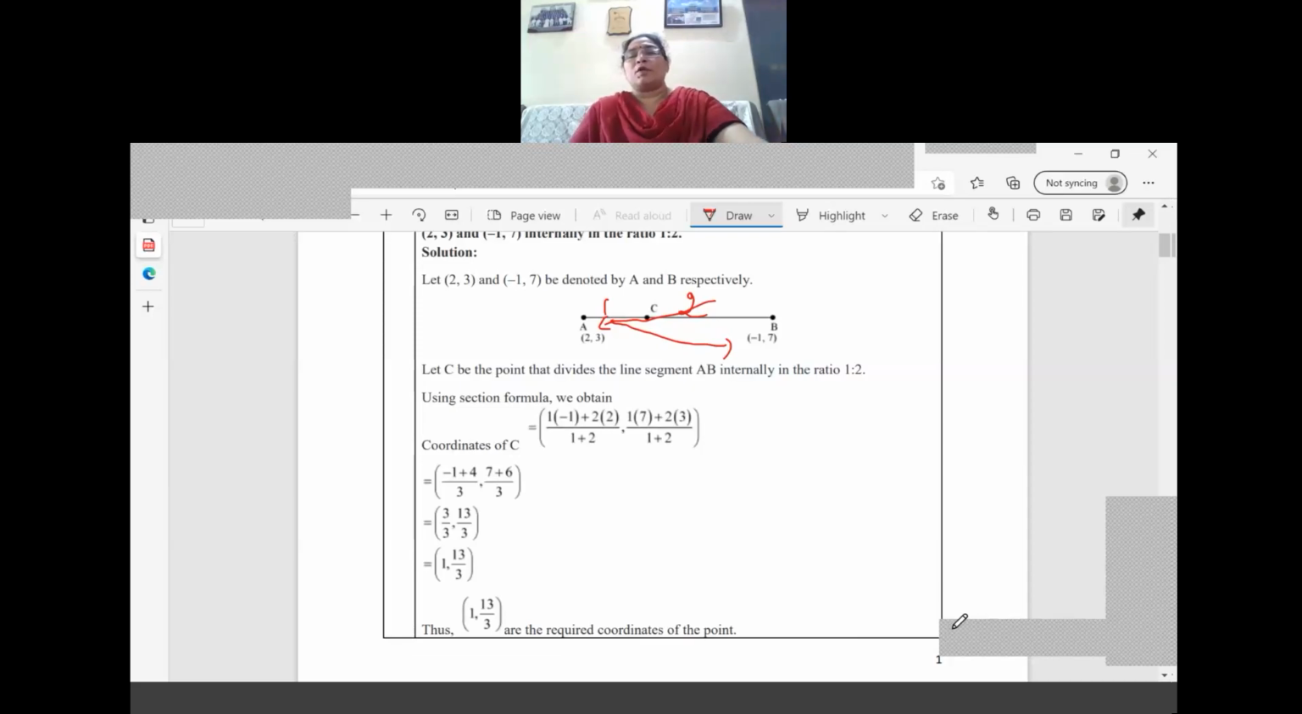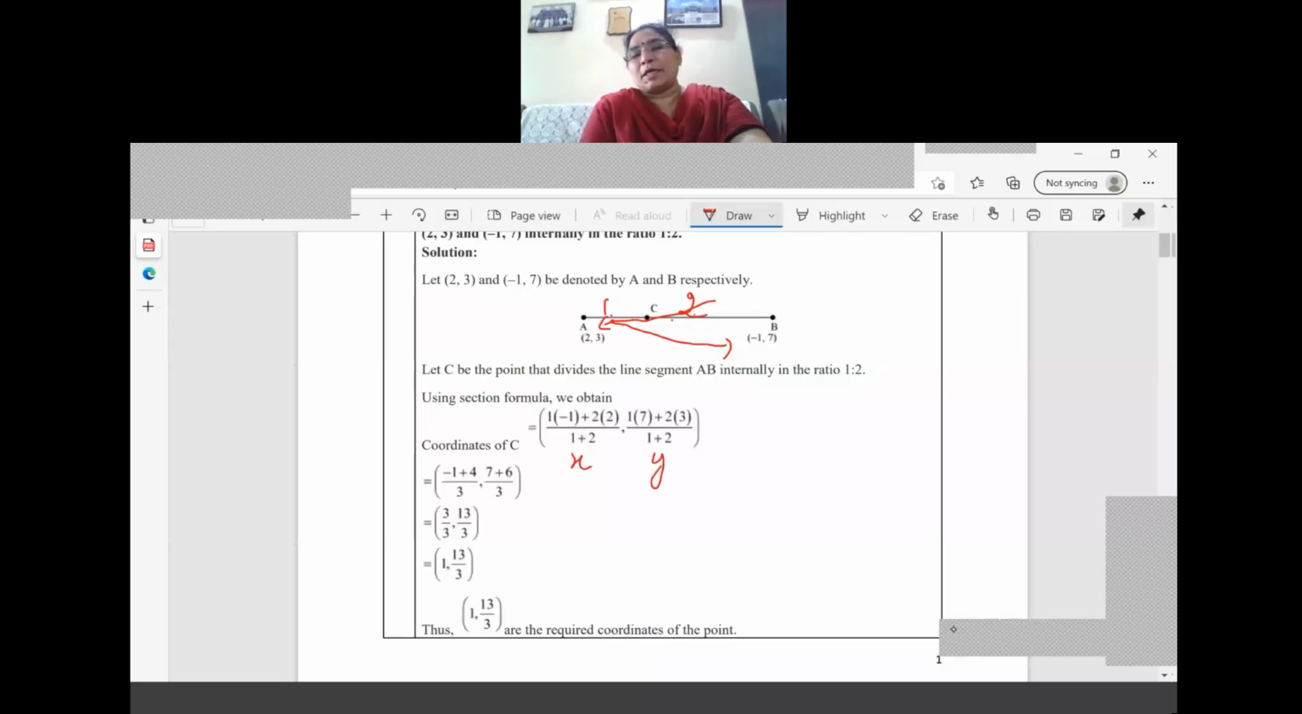Where the children make an error is that they write 1 into -1, and again when taking the x coordinate, they forget that and write 2 into 3. That is a common error we make in exams. So first we have to go for x only, then we have to go for y.